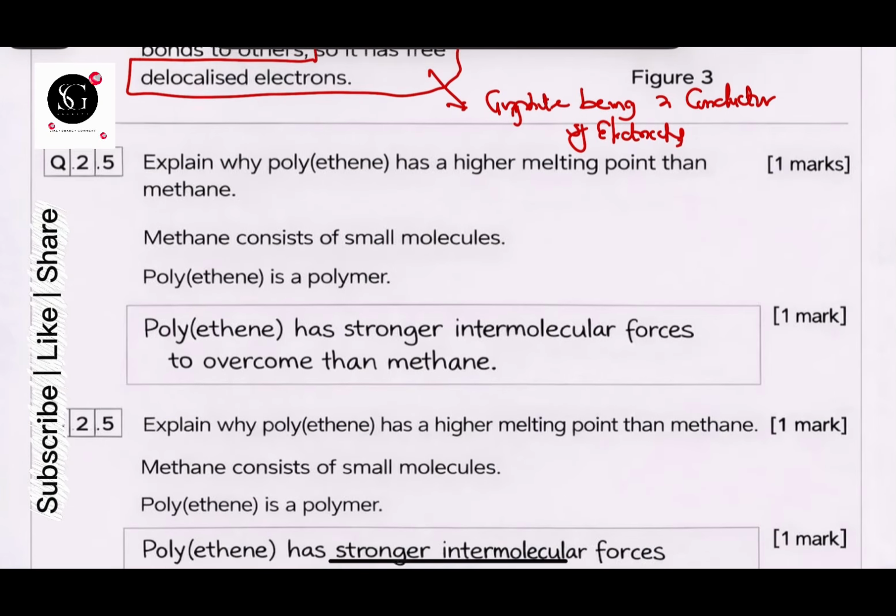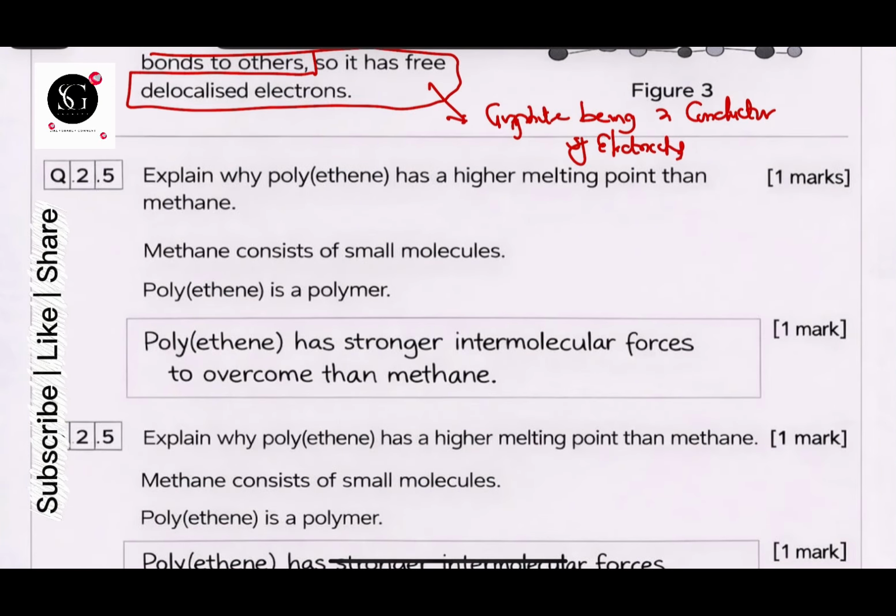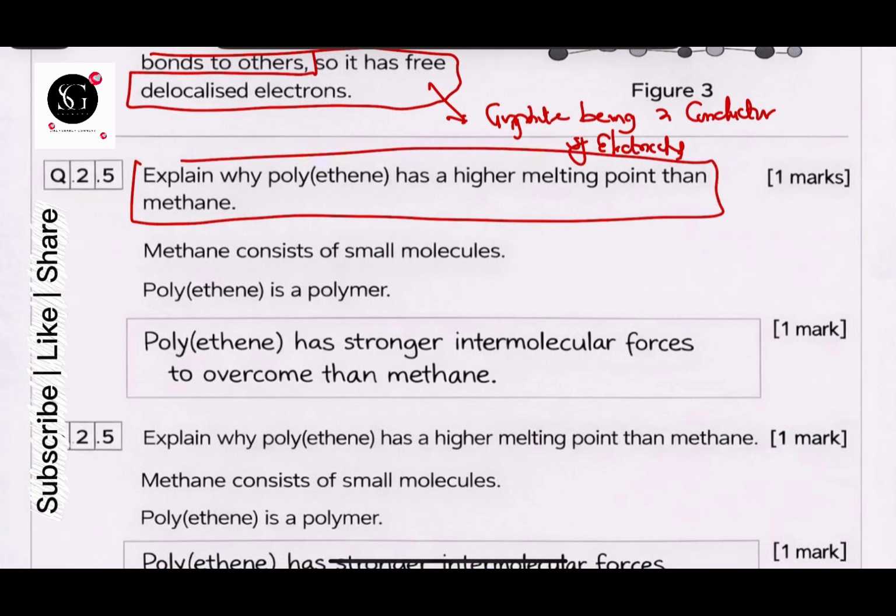Anytime you want to know a substance that conducts electricity in chemistry, it is the ability to have free delocalized electrons. The next one: explain why polyethylene has a higher melting point than methane. Methane consists of small molecules. Polyethylene is a polymer. Anytime we talk about high melting points in chemistry, I need to give you this shortcut. This channel is to help you understand chemistry so you can apply it in different questions.